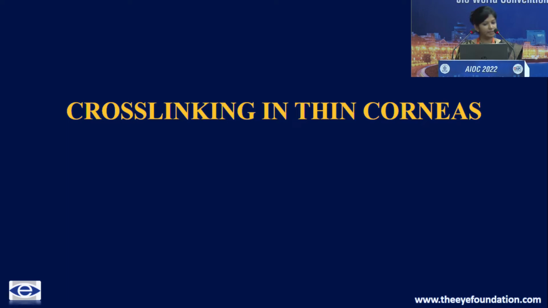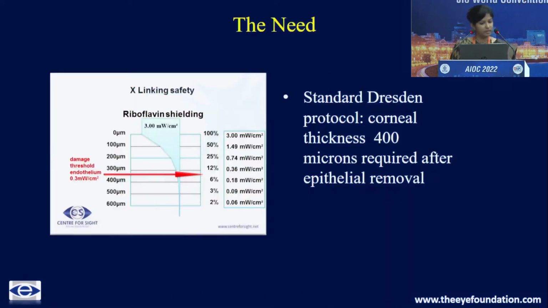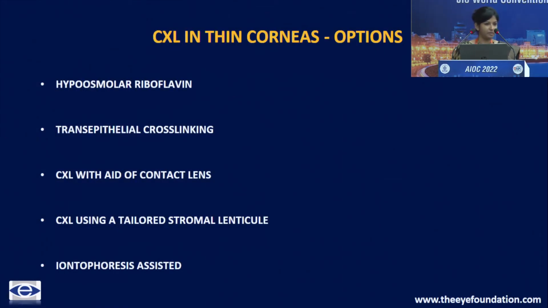So finally, coming to cross-linking in thin corneas. As we know, the Dresden protocol said that we need to have a 400 micron thickness after epithelial removal, a minimum of 400 micron. This is basically to keep it above the damage threshold to the endothelium. So we have various options that they've come up with.